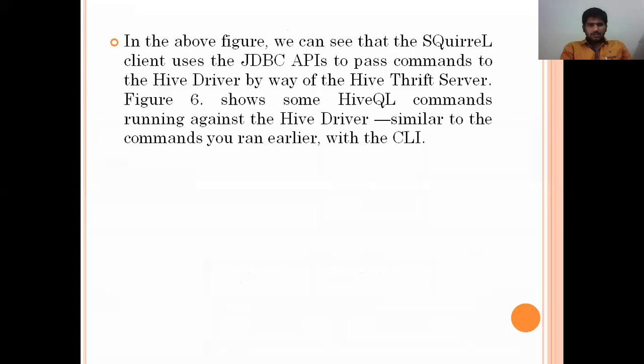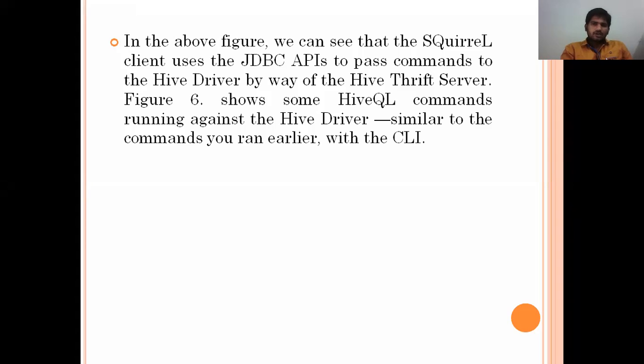So in the above figure we can see that Queryl can use the JDBC API, the Java Database Connectivity application program interface, to pass the commands to the Hive drivers by way of the Hive thrift servers. That is shown in figure 6. Some HiveQL, that is HQL commands, we can see running against the Hive driver, similar to the commands that you ran earlier in the CLI.